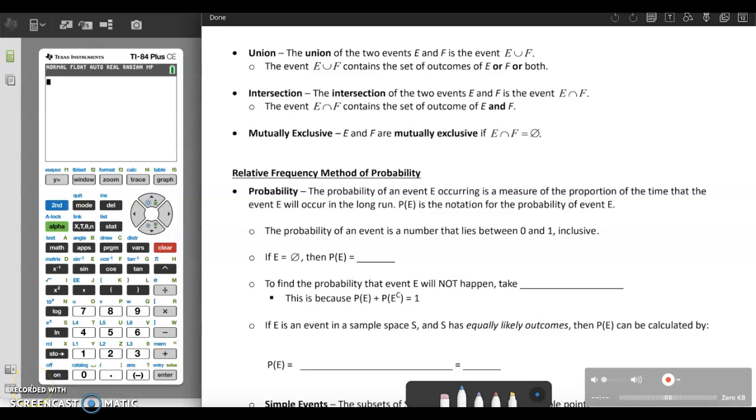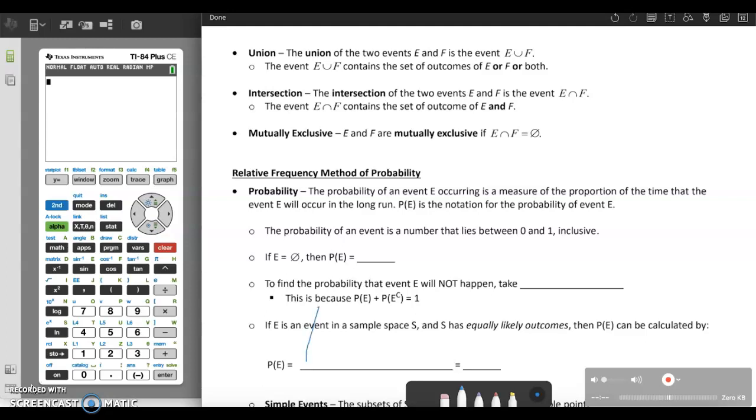Let's recall a few more definitions from set theory that also apply to probability and to our experiments. So the union of two events, E and F, is the set of outcomes in E or F or both. Same definition for a union, we just apply it to events. Same goes for the intersection of two events, that's the outcomes that are in both E and F. And the idea of being mutually exclusive would mean that your two events have nothing in their intersection. They do not have any outcomes in common. So all those definitions still apply when we move from set theory to probability.